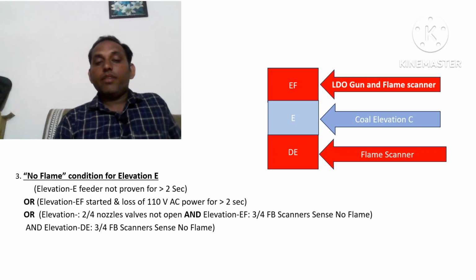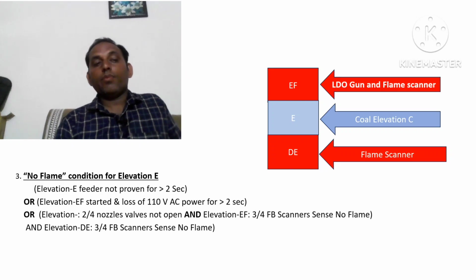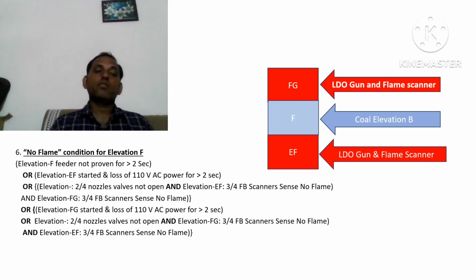Or elevation AB 2 out of 4 nozzle valves not open, and EF elevation 3 out of 4 and DE elevation 3 out of 4 fireball scanners sense no flame. So this elevation will also contribute for no flame. Move on to the next. This is the no flame condition for elevation F.